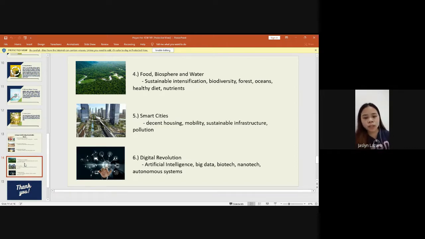So all in all, it's all about balance lang. Gagamit tayo ng mga natural resources and then mag-iisip din tayo ng way para makatulong dun sa hindi natin masira agad yung mga natural resources natin o yung environment natin para yung future generation meron pa ring magamit. Yun lang po. Thank you.